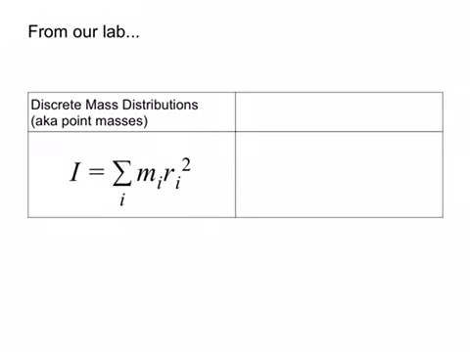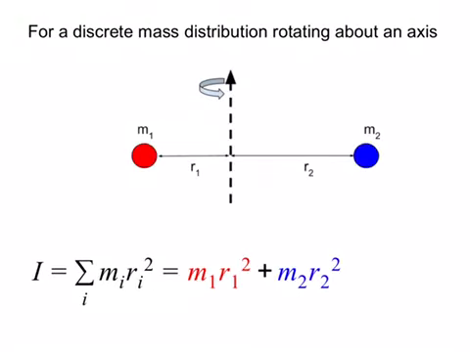And discrete mass distribution is just a fancy way of saying point masses. So consider this mass distribution that consists of two masses, M1 and M2, at distances R1 and R2 respectively, rotating about this axis given here that's vertical. You can apply the equation for moment of inertia for a discrete mass distribution by taking the sum of these two products, M1 R1 squared plus M2 R2 squared. Something like this would be a reasonable way to model the moment of inertia of two planets orbiting around a star, for example.